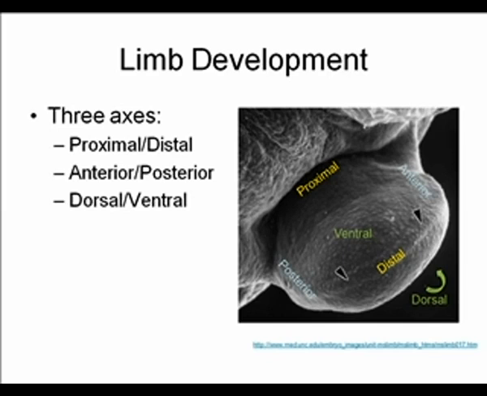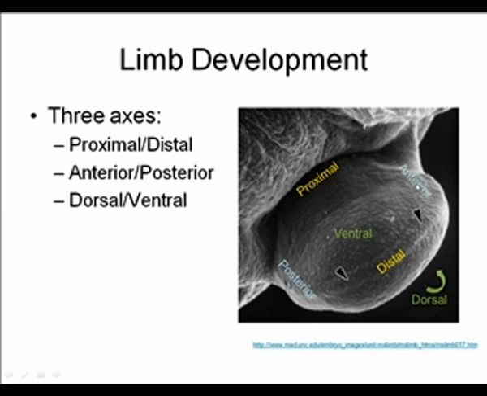This is a picture from Dr. Kathy Sulik's website, and it shows the beginning of limb development where a bud just is appearing. And in it, we can identify several of the axes that we need to talk about when we talk about limb development. We can talk about proximal versus distal. So there's a proximal distal axis in the limb.